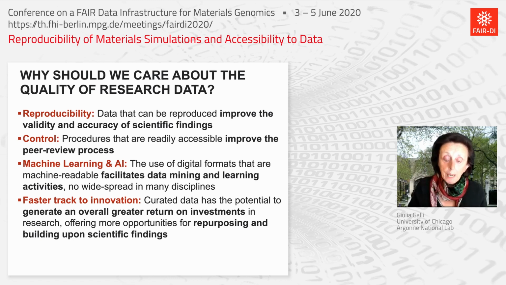And so just imagine that all the data published in the papers that you're interested in, in a certain field for a certain problem, are available out there, are made available magically, and they are searchable because there is metadata associated to all of them. This would incredibly facilitate machine learning and AI activities, and then it will produce a much, much faster track to innovation because, of course, we can repurpose and build upon the scientific findings of others.